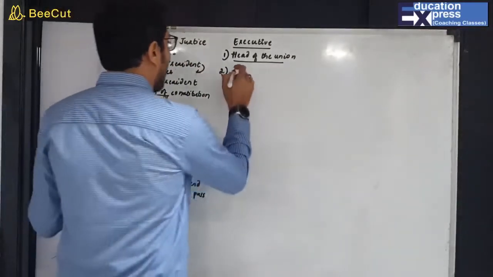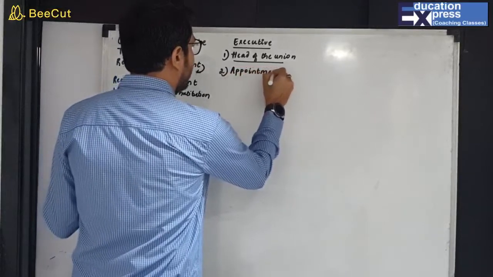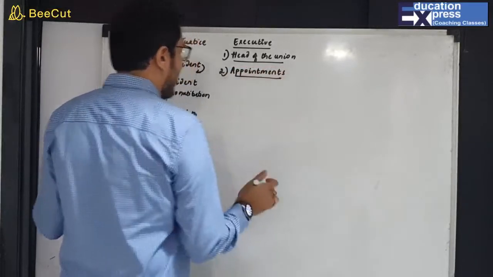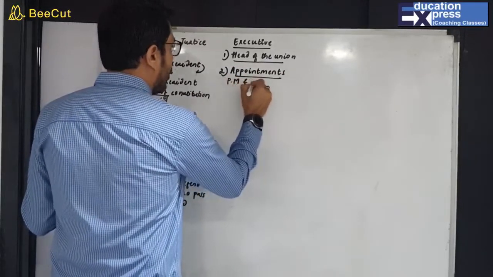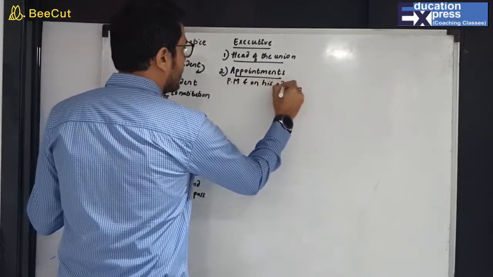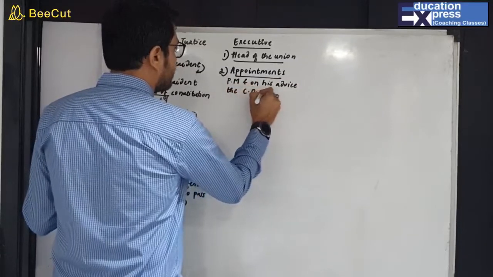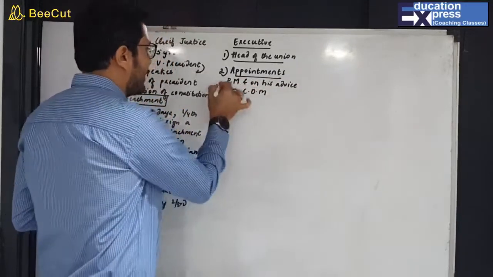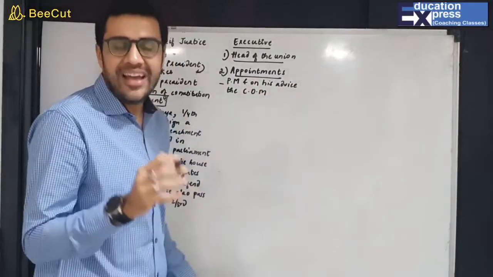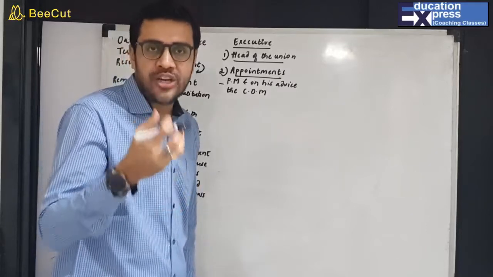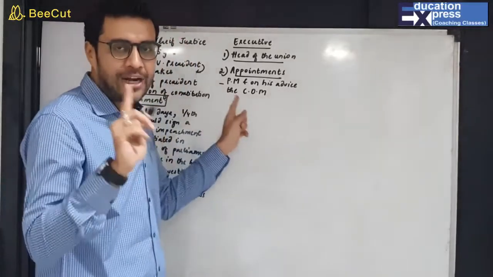Second point, appointments. Whom does he appoint? He appoints the prime minister and on his advice the council of ministers. First thing, he appoints the prime minister and on his advice he appoints the council of ministers and he invites the majority party, जो पार्टी को सबसे ज्यादा वोट मिले, that party का leader is the prime minister. That also you need to write.